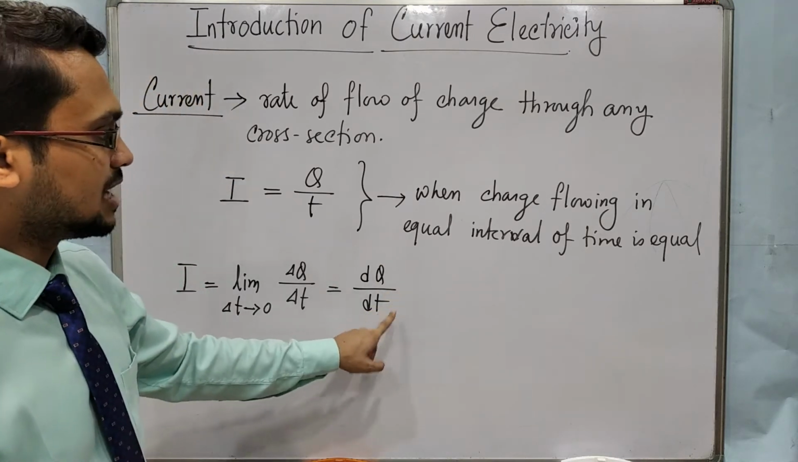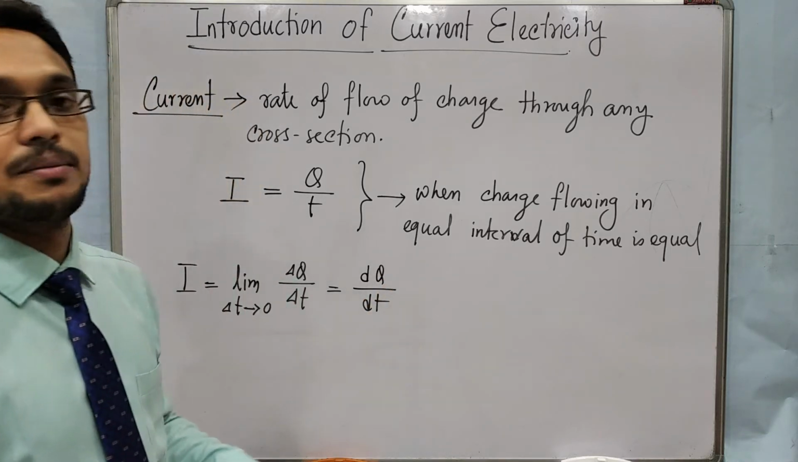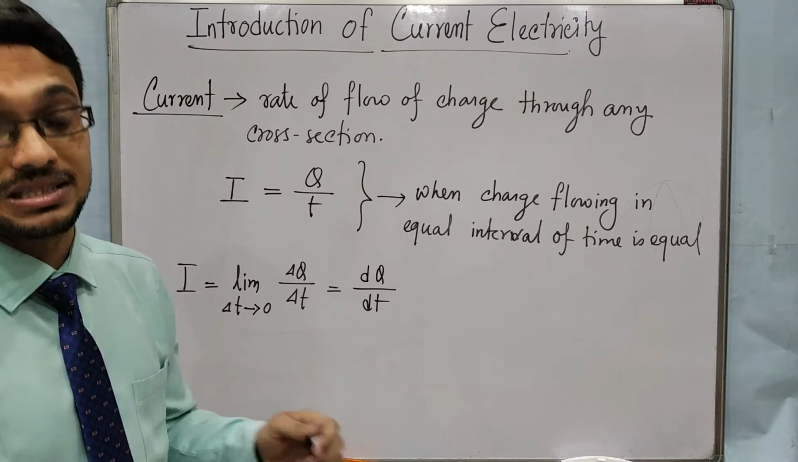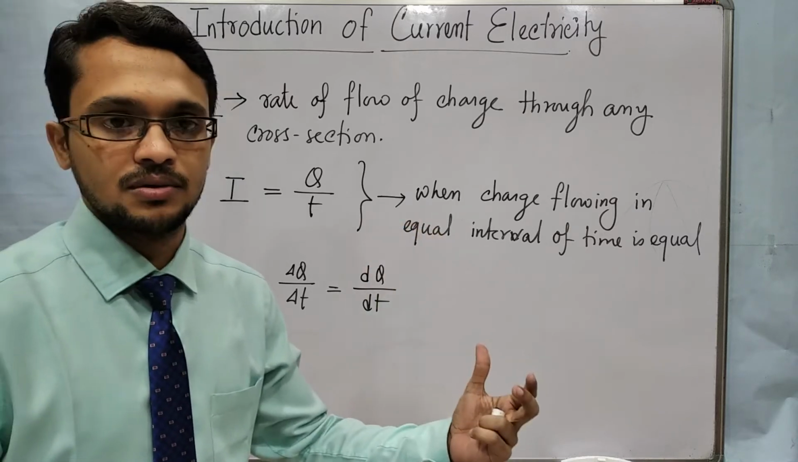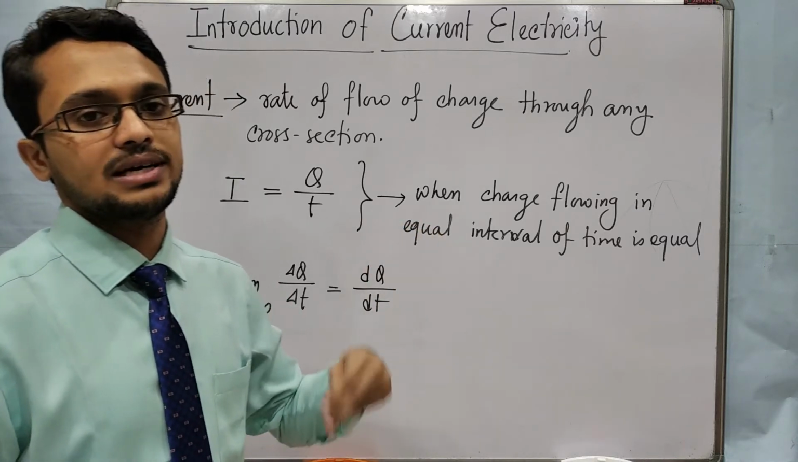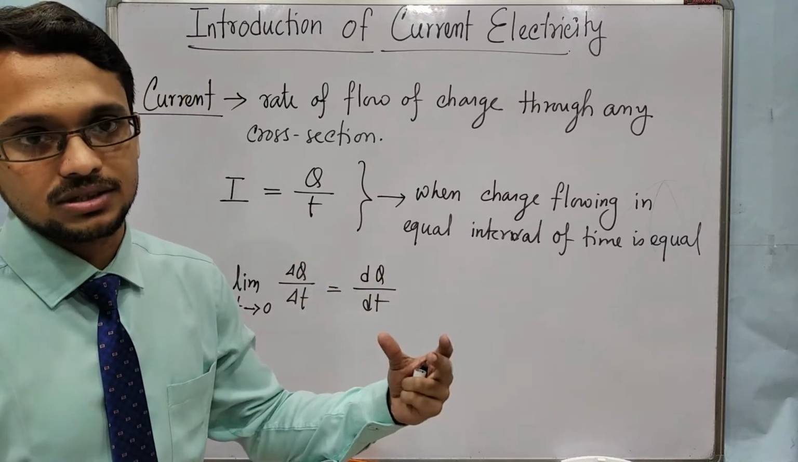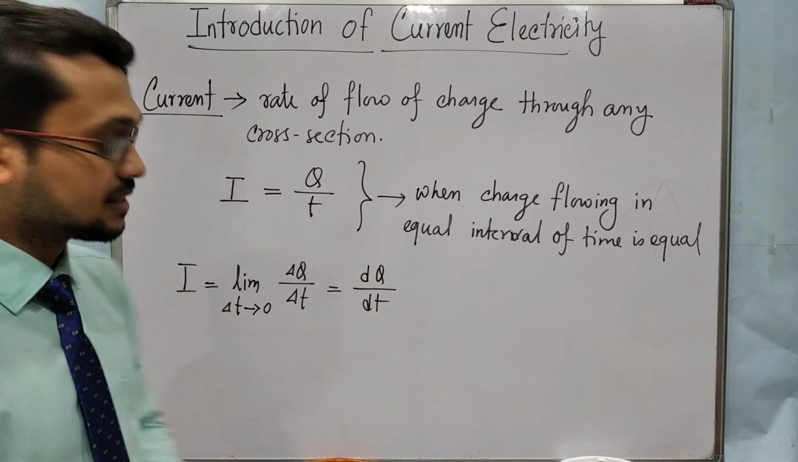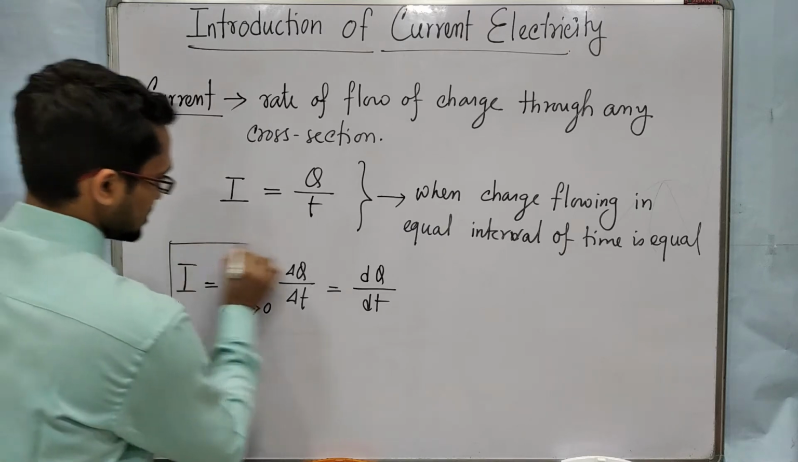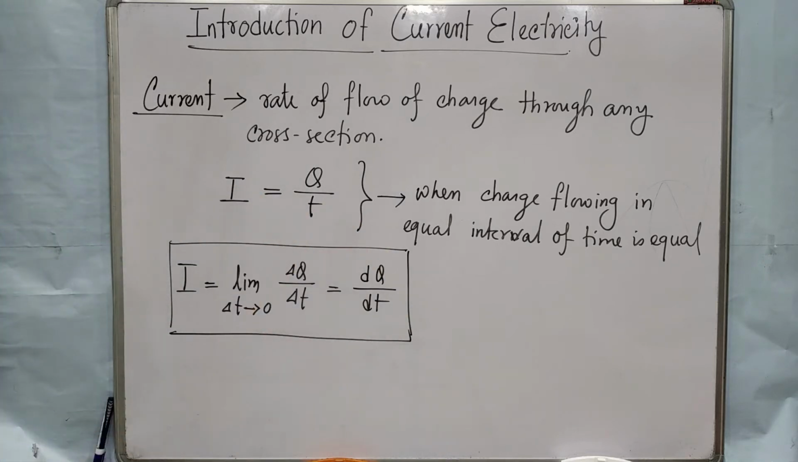Here the charge flowing in equal intervals of time may not be equal, it may be different. Suppose in the first second charge is q, in the second second it is 2q, in the third second it is 3q. So with equal intervals of time, the charge flowing through any cross section is increasing or decreasing, whatever, means it is changing with time. Then we have to use this relation. So this is the basic formula of current. Okay, understand?